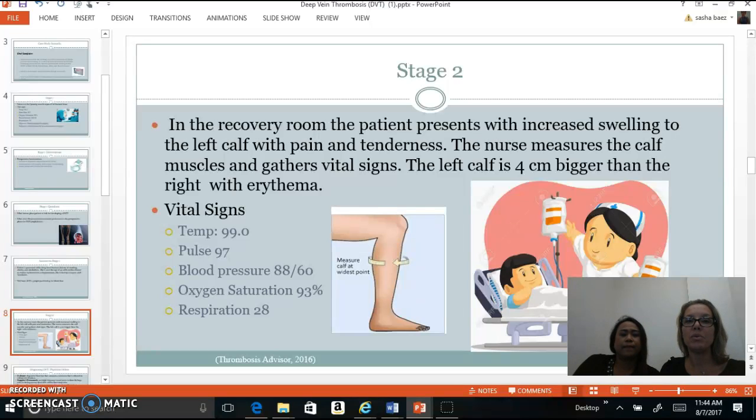In the recovery room, the patient presents with increased swelling to the left calf with pain and tenderness. The nurse measures the calf muscles and gathers vital signs. The left calf is about 4 centimeters bigger than the right calf with erythema. The current vital signs for this patient are: temperature is 99, so low-grade fever, pulse of 97, blood pressure is 88 over 60, so she's hypotensive, oxygen saturation is 93. Respirations are 28.